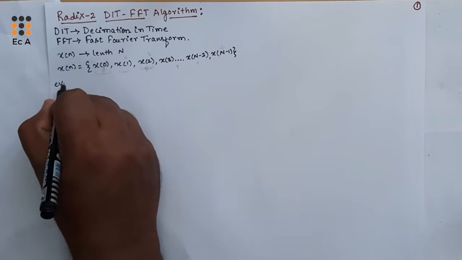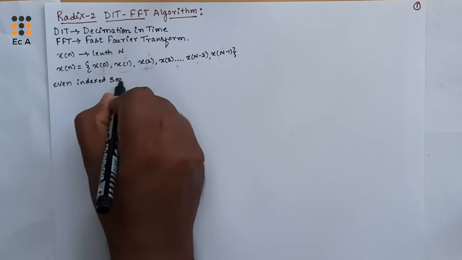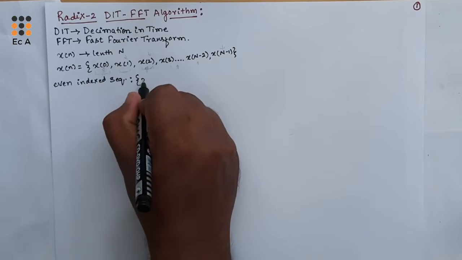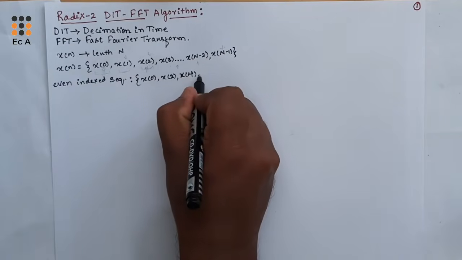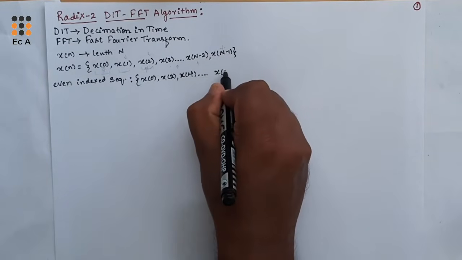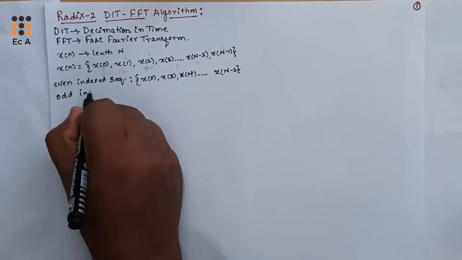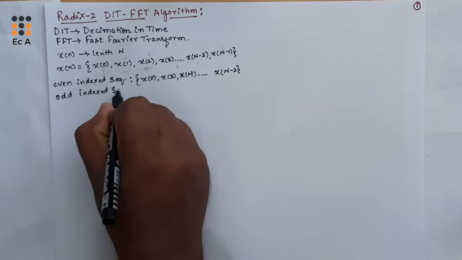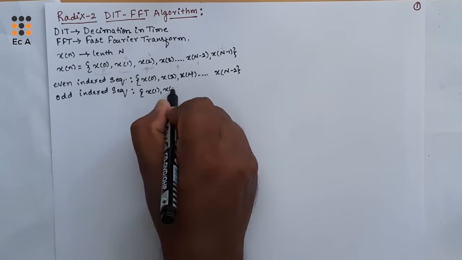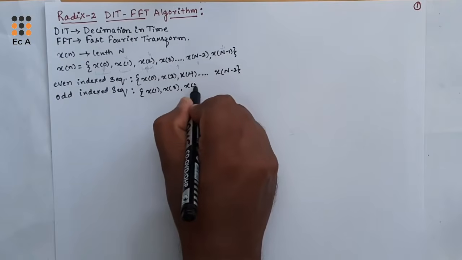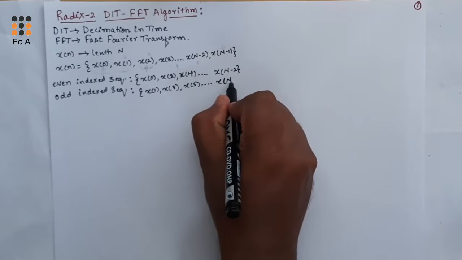Let us write the even indexed sequence as x of 0, x of 2, x of 4 and so on up to x of N minus 2. We can write the odd indexed sequence as x of 1, x of 3, x of 5 and so on up to x of N minus 1.